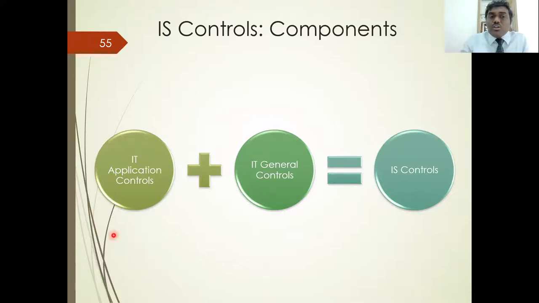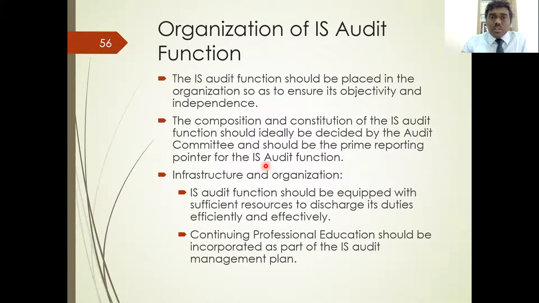This IT application controls is what you study in chapter 6, so I'm not touching that now. IT general controls, you'll be studying in this chapter a little bit, chapter 4 a little bit. Okay, so therefore you'll get an overall idea. So what is this IS audit function? It should be placed so as to ensure, or where should this IS audit function be? It should be placed in such a manner that the independence should be taken care of.